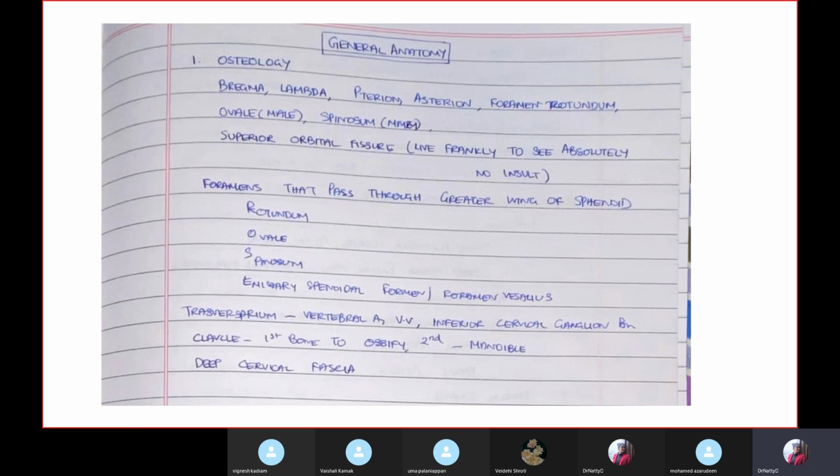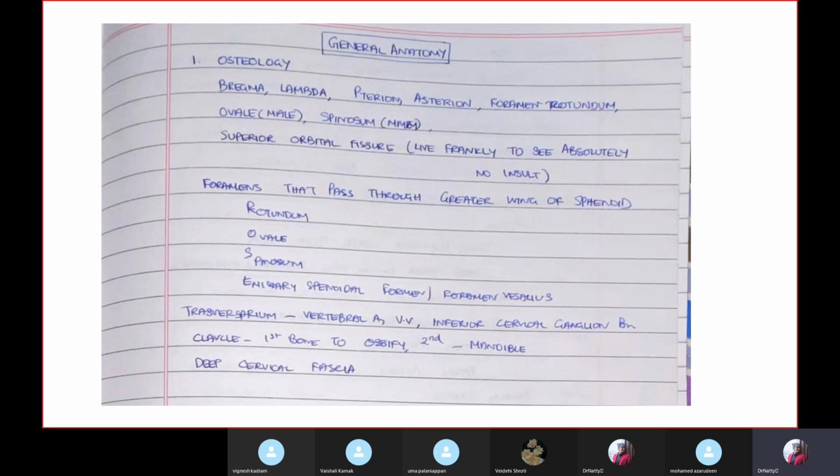Other foramens like foramen ovale and spinosum, if you flip the brain and see the base of the skull, you will see the foramen. But whereas foramen rotundum, if you flip it, you will not see near the base of the skull. That is why it is called magic foramen, because the foramen vanishes when you see the base of the skull. The reason for it to vanish is foramen rotundum does not pass straight through.